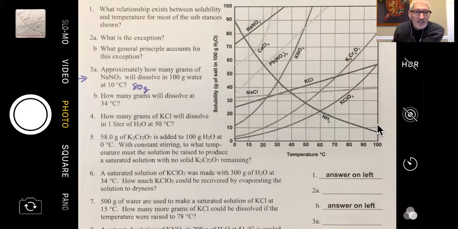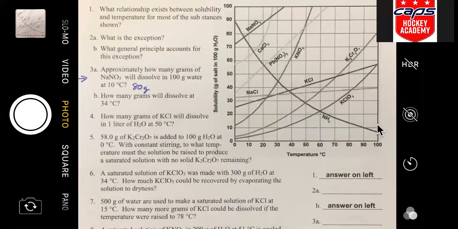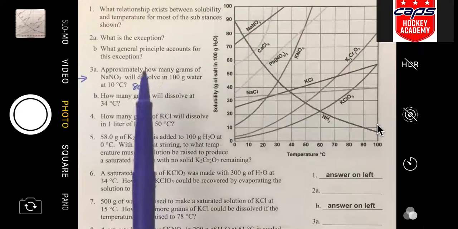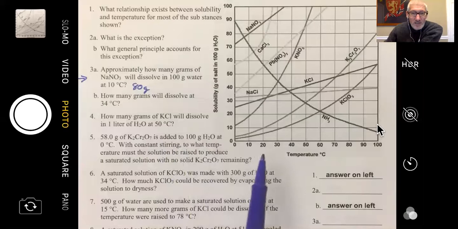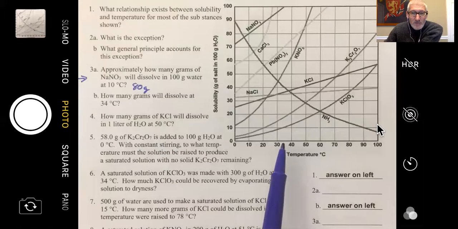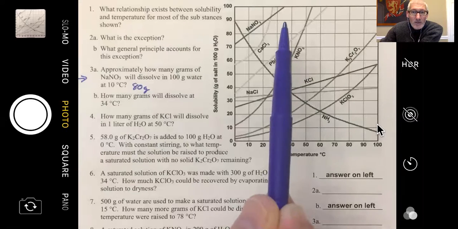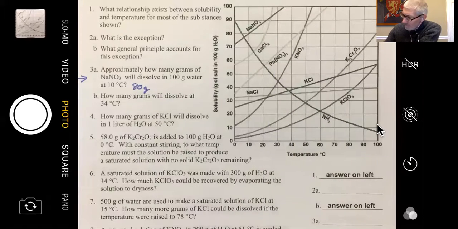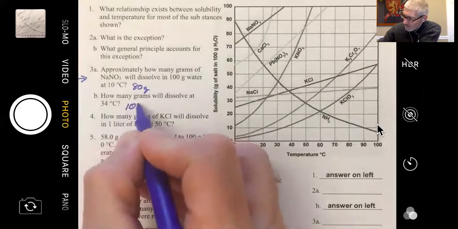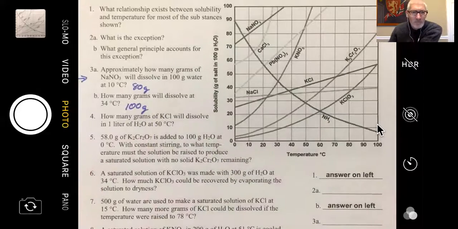And then Stella, how many grams should we be able to dissolve at 34 degrees Celsius? So here we are at 34. You go all the way up to NaNO3. What do you think is a good answer, Stella? 100. That's absolutely right. Okay.